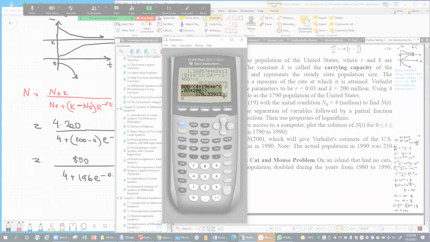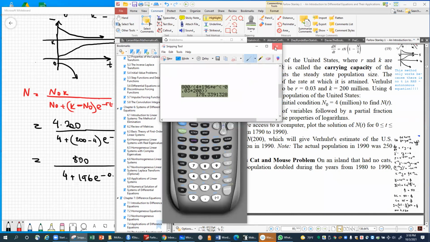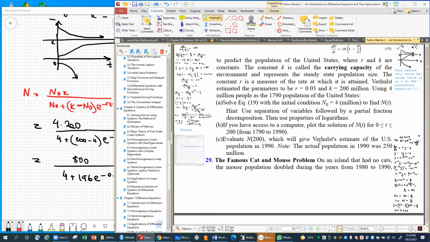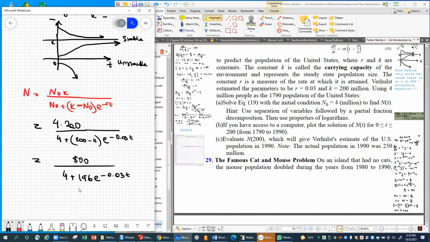Okay. So the actual population of the US is 250 million, quite a bit more. But again, it's for human population, it's not a terribly good model. He estimated the carrying capacity at 200 million, so it always has to stay below 200. So as I said, it's not a very good idea to use it. Okay, so let's bring this up as a picture as well.